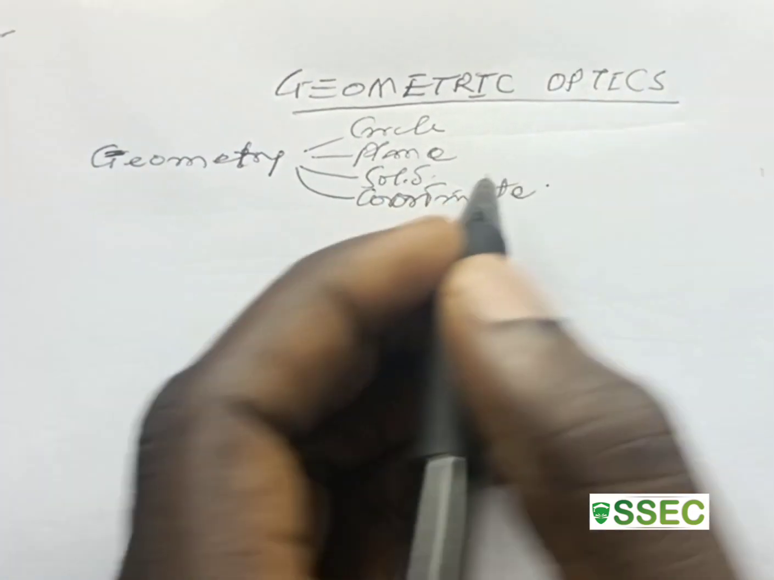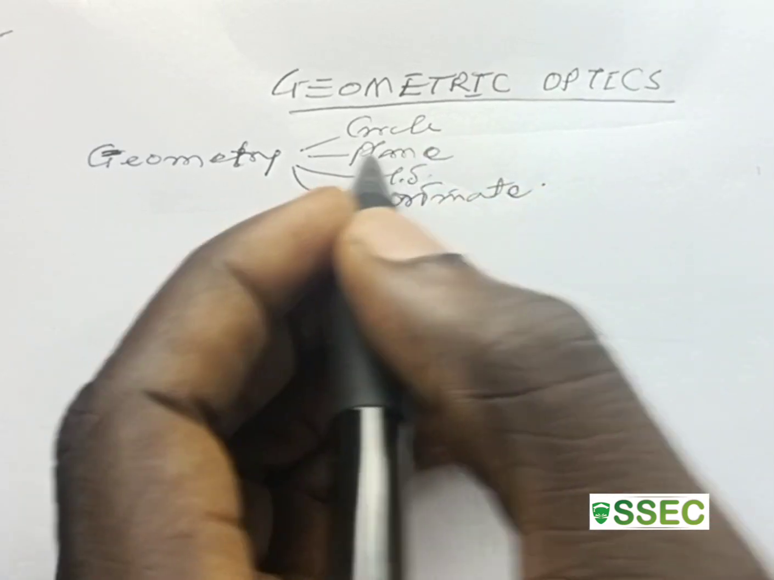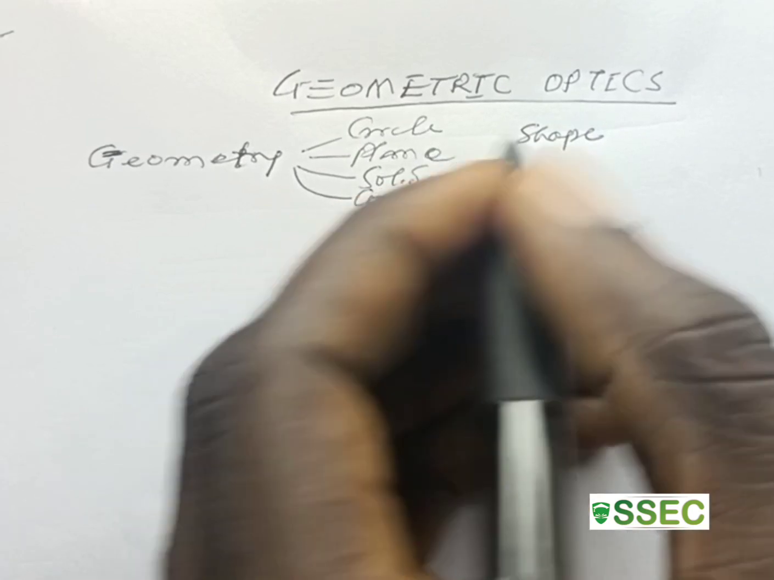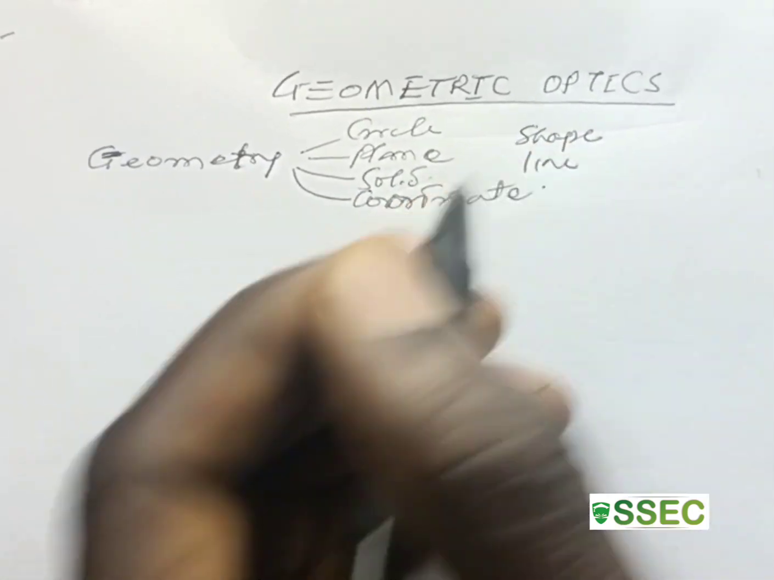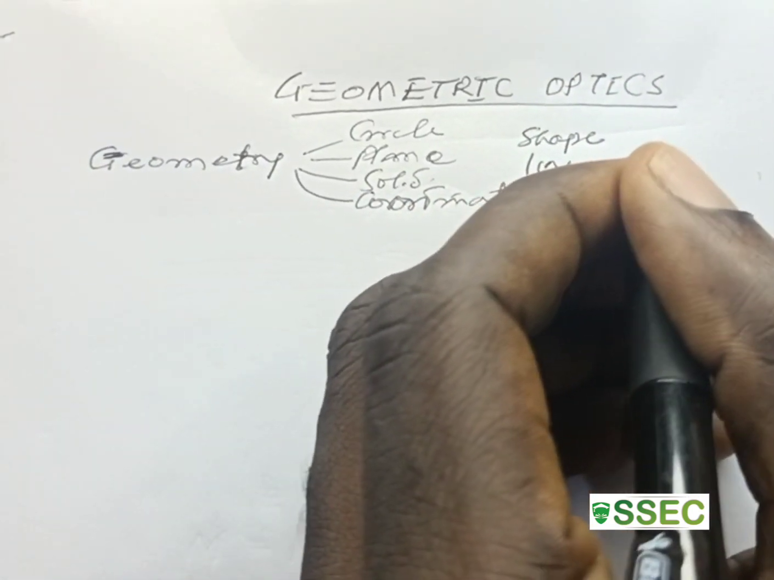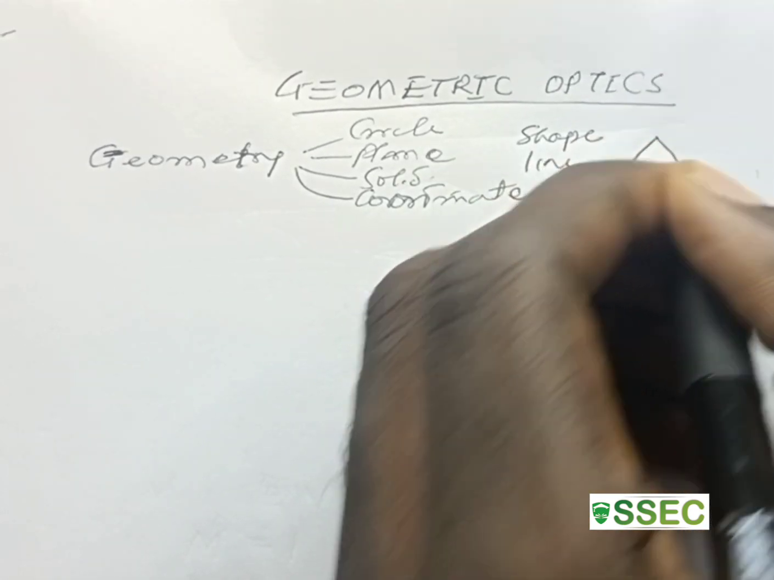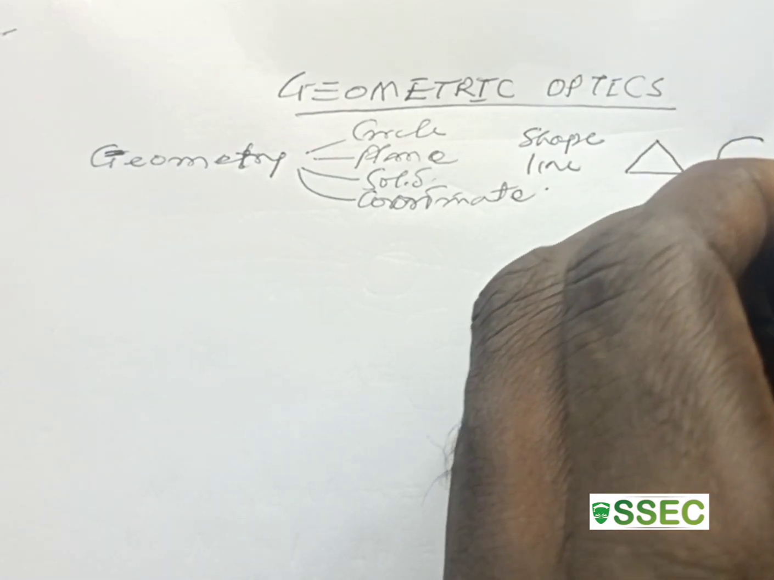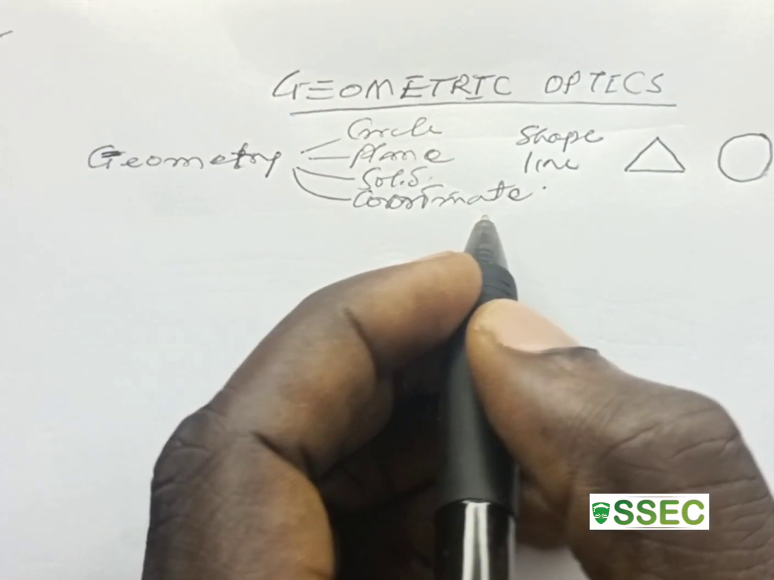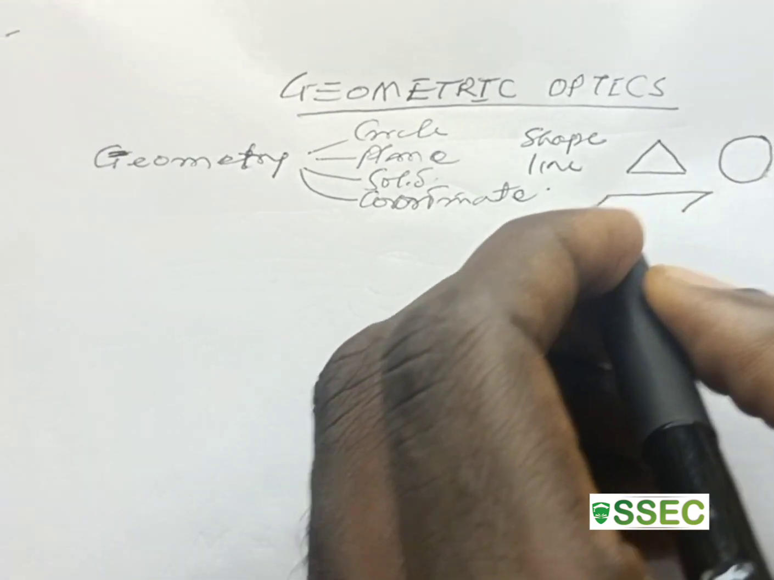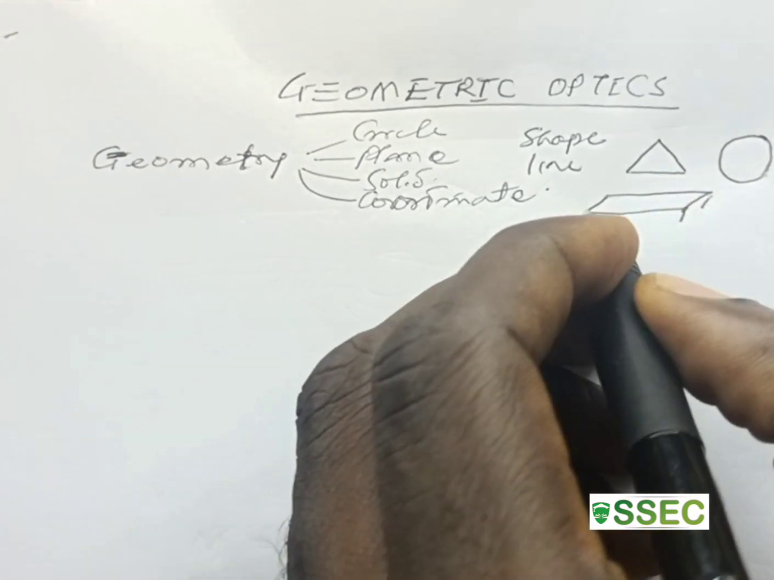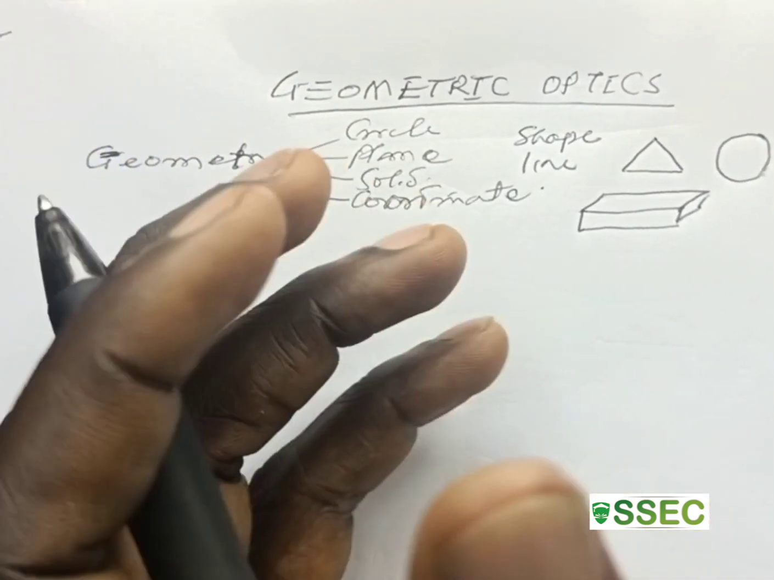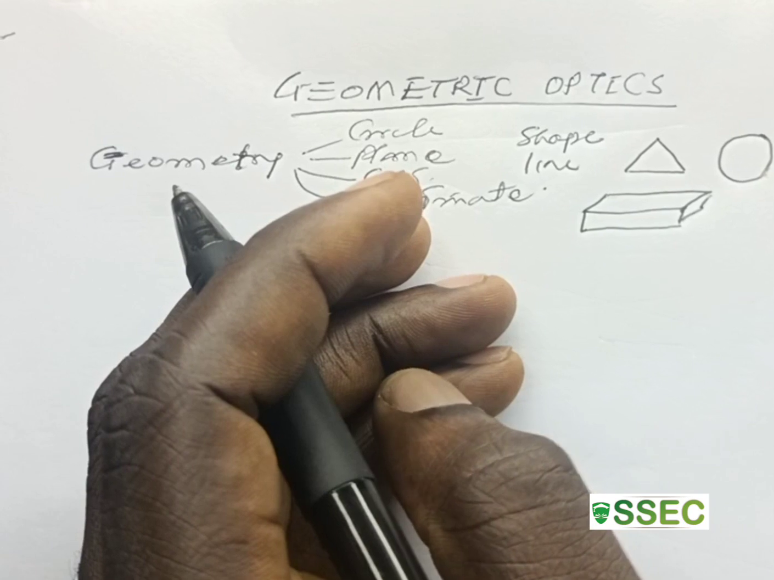an object using line. I said geometry is what? Studying the shape of an object using what? Using lines. For instance, you want to study triangle, we use line. We use 3 lines. You want to study circle, we use line to represent it. You want to study cuboid, we use line to represent cuboid. So geometry is a science that studies the shape of an object using line.